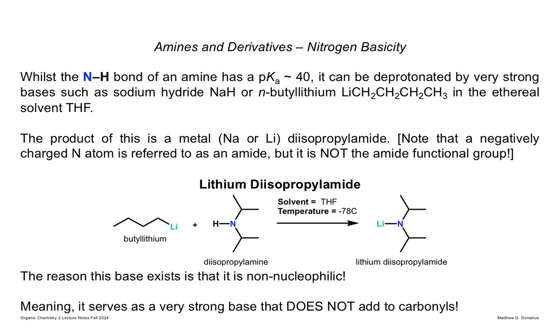And in the context of deprotonating an amine and then using that as a base for other organic reactions. The NH bond of a typical amine has a pK of 40. So amines are in general weak acids. Because they're weak, we have to use a very strong base, such as sodium hydride.